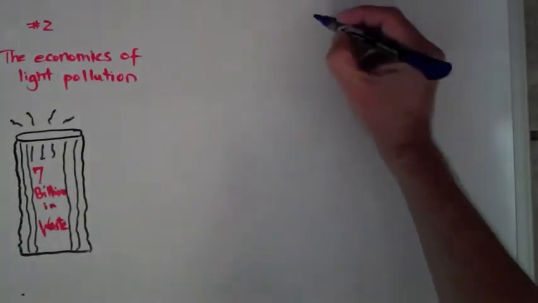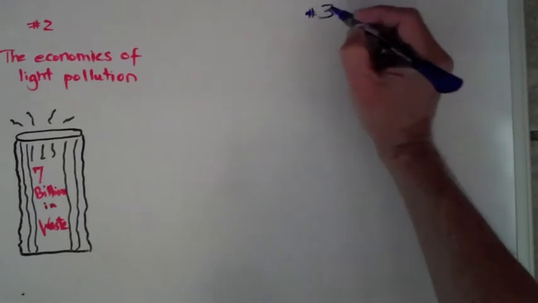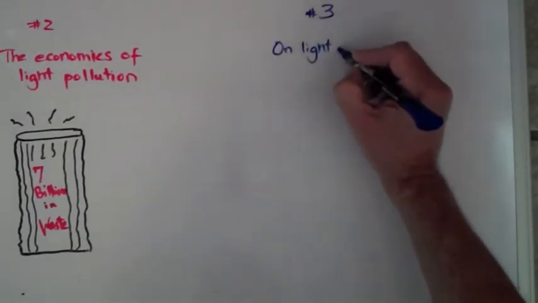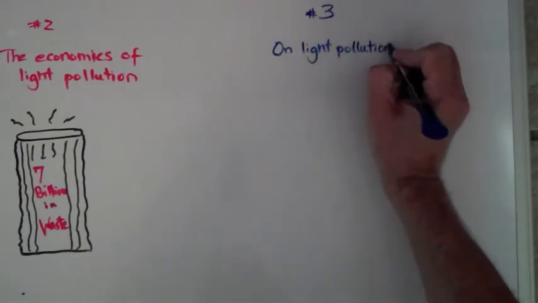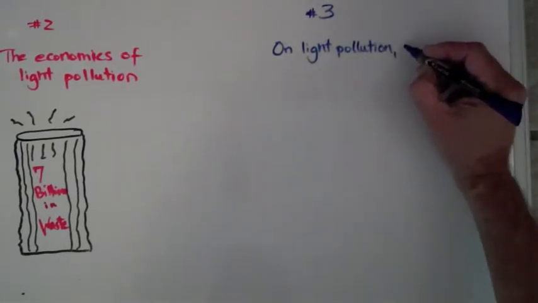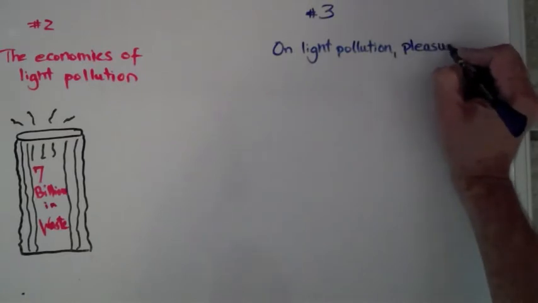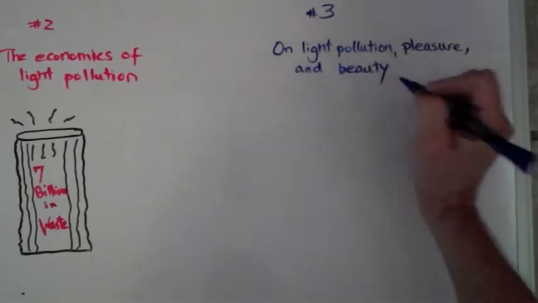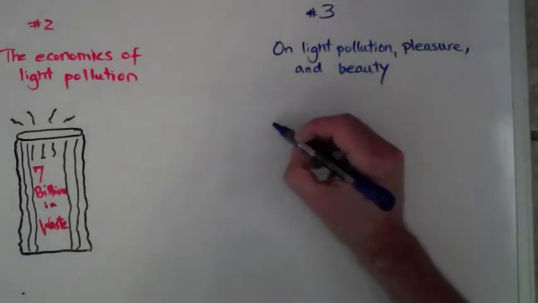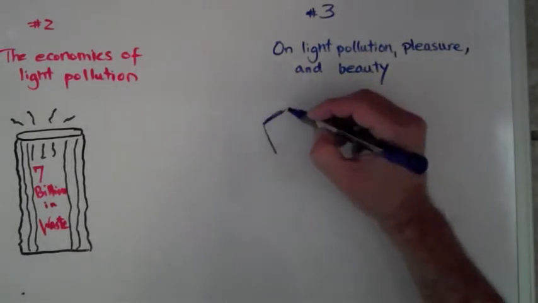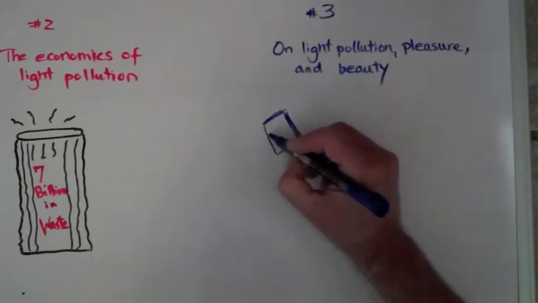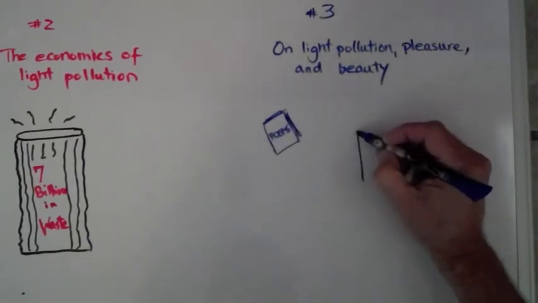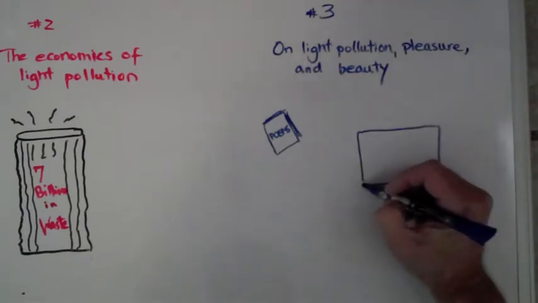The third article I read was really interesting because, although it was published in a scientific journal, it was about the night sky as a cultural asset. The title of it was On Light Pollution, Passive Pleasures, and the Instrumental Value of Beauty. You get a flavor of it because it starts with a little quote by Adam Smith that says, "Of all the phenomena of nature, the celestial appearances are, by their greatness, the most universal objects of curiosity of mankind."